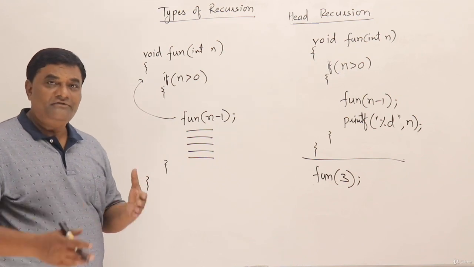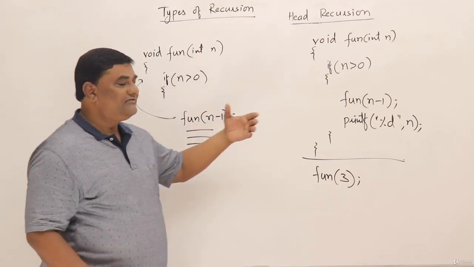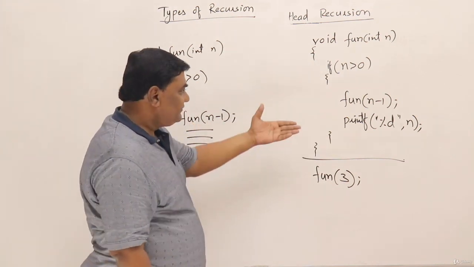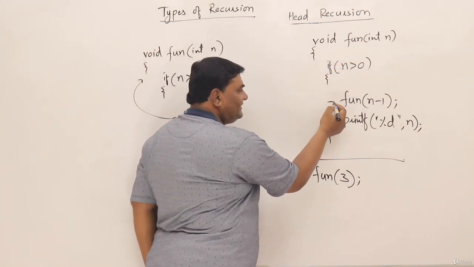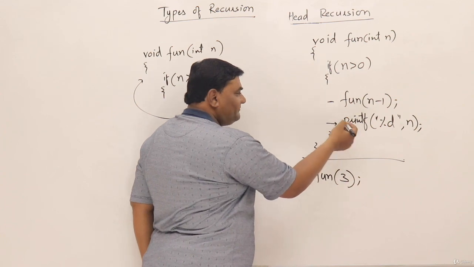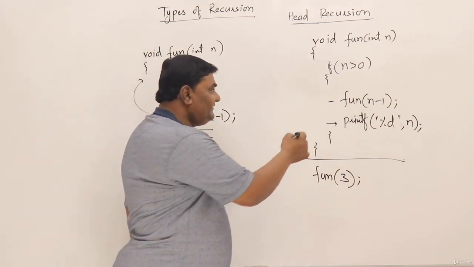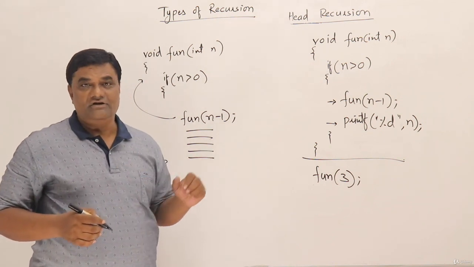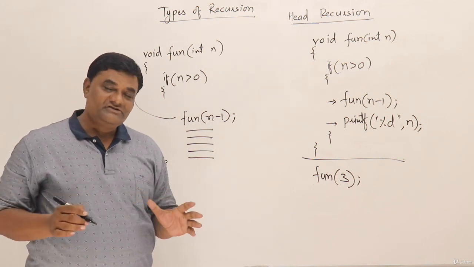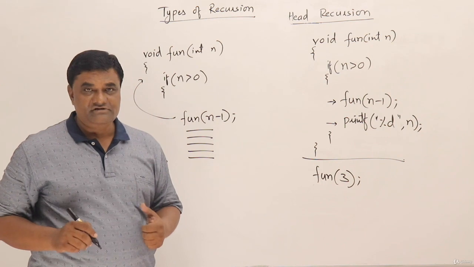An example of this type of recursion we have already seen in the previous video. This was the simple example. You can see that the function is first calling itself, then in the second statement it is printing. So the printing will be done at returning time. The function doesn't do anything at calling time. Such recursions are head recursion.